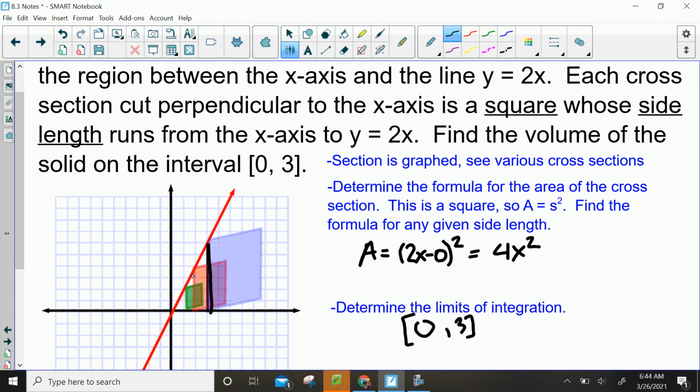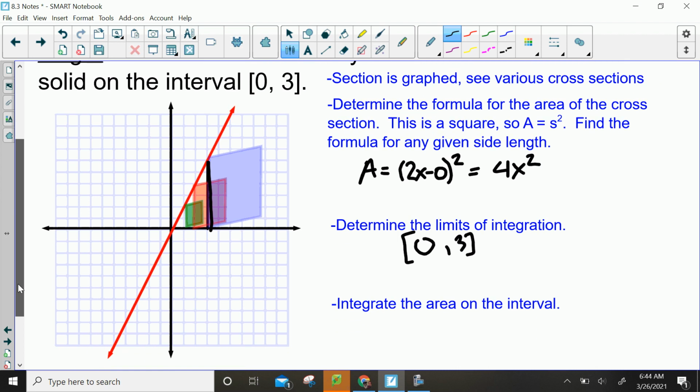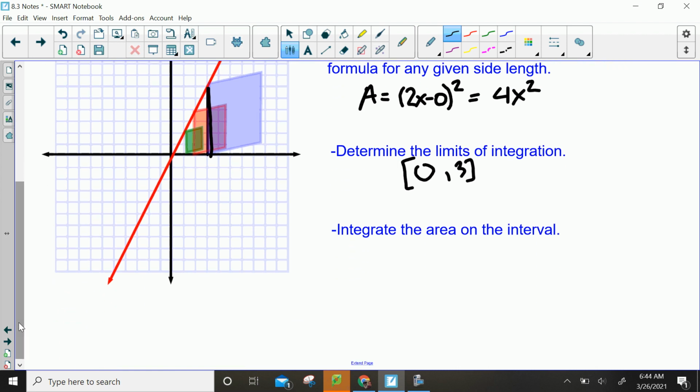So if there's two curves and they meet at a point, you're going to have to find that point for us. And then it says integrate the area on the interval. So basically what we're doing from 0 to 3, we are finding each square's area, cutting all the way through from 0 until 3.